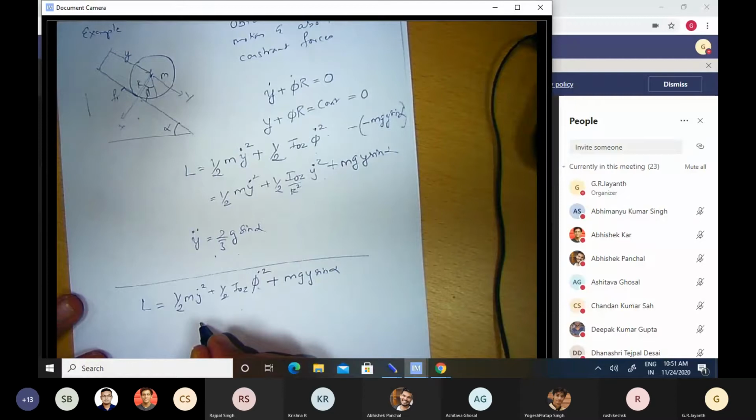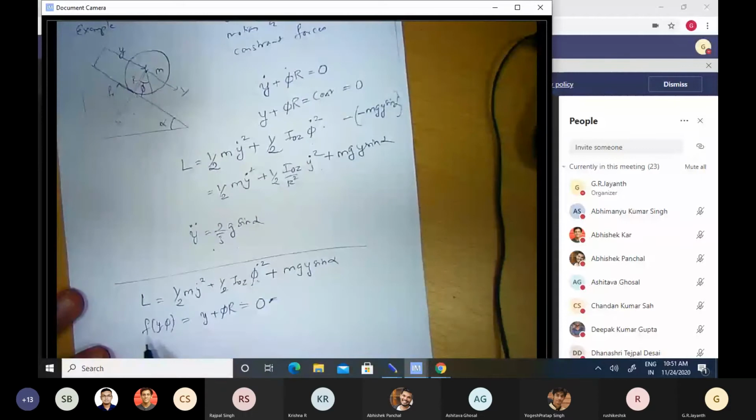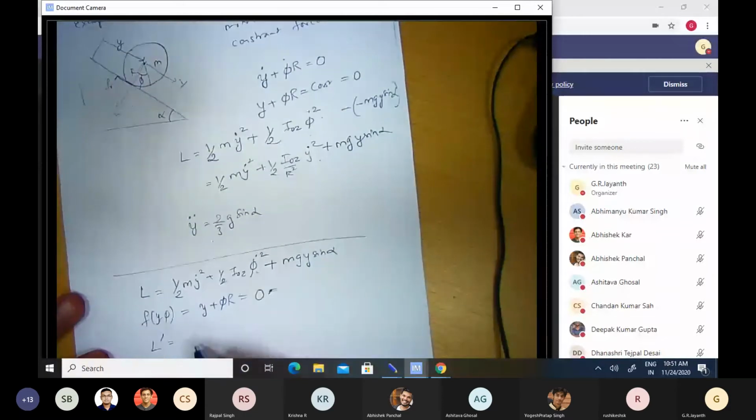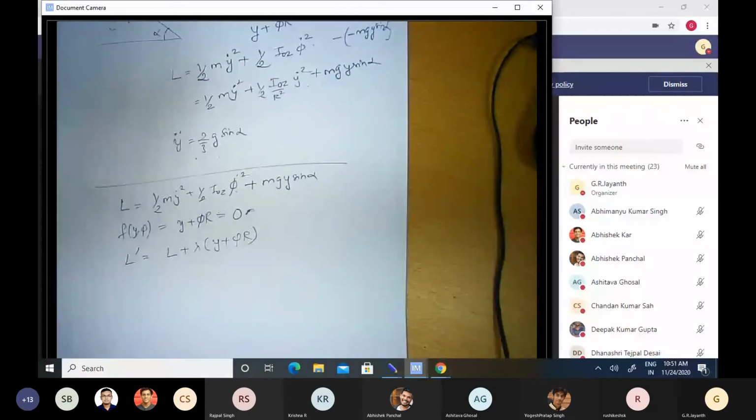Then there is a constraint equation y plus phi r equal to 0, which is of the kind f of y comma phi equal to 0. So our function f of y comma phi is y plus phi r, right? So we define a new Lagrangian L prime equal to L plus lambda times (y plus phi r). Now we treat lambda as another generalized coordinate, and then we run this whole Lagrangian through the machinery of Euler-Lagrange equations, and out comes a coupled differential equation.